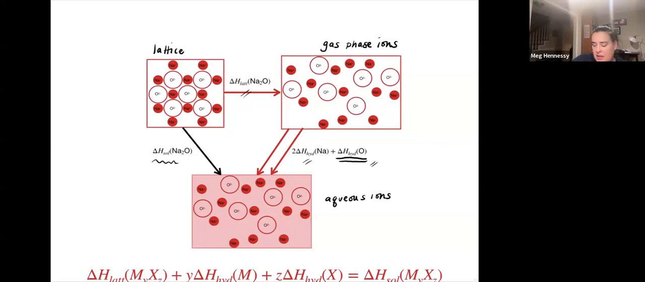Hydration enthalpies do tend to be kind of large negative values, the smaller the atom and the more charged it is. So oxide having that 2 minus charge will make it a bigger number because it's going to have a stronger interaction with water. So always exothermic, and most exothermic for things with a really high charge density.